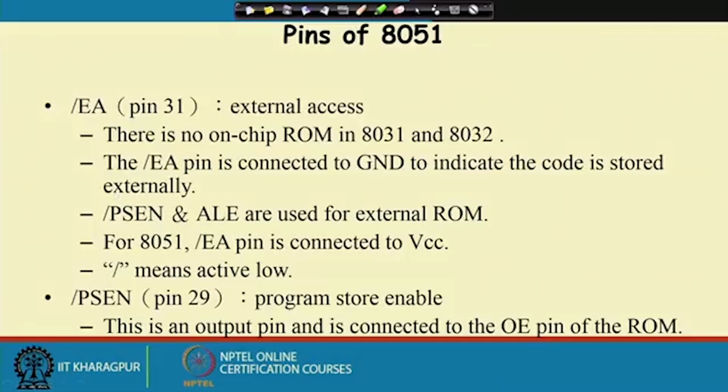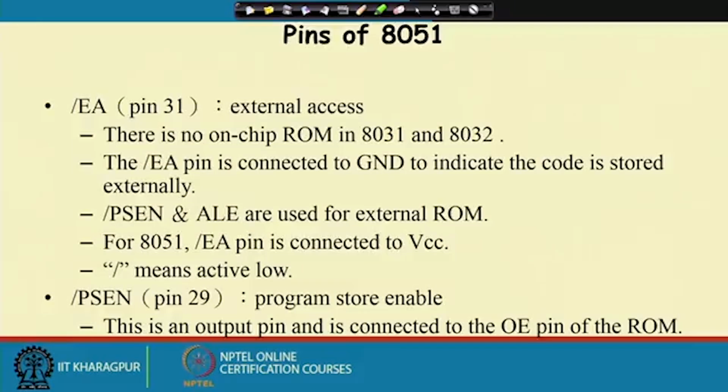Then there is the EA bar pin, or external access. There is no on-chip ROM for 8031 and 32, so for them we connect the EA bar pin to 0, because there is no ROM present. It has to be external memory, so it is connected to ground to indicate that the code is stored externally. PSEN bar and ALE are used for external ROM access. PSEN bar will be connected to the read bar line of the ROM, and ALE is for demultiplexing the lower order address bus and data bus.